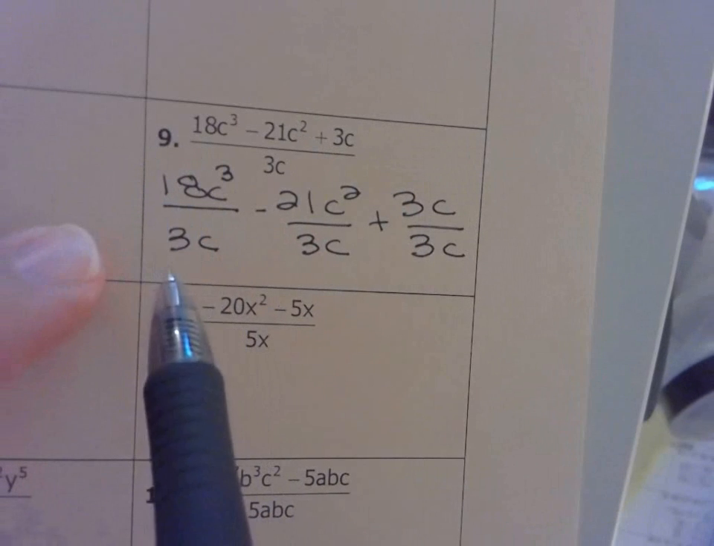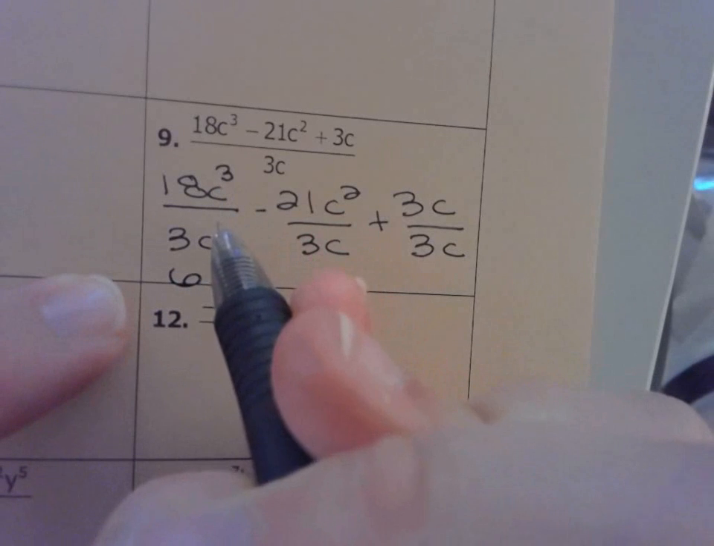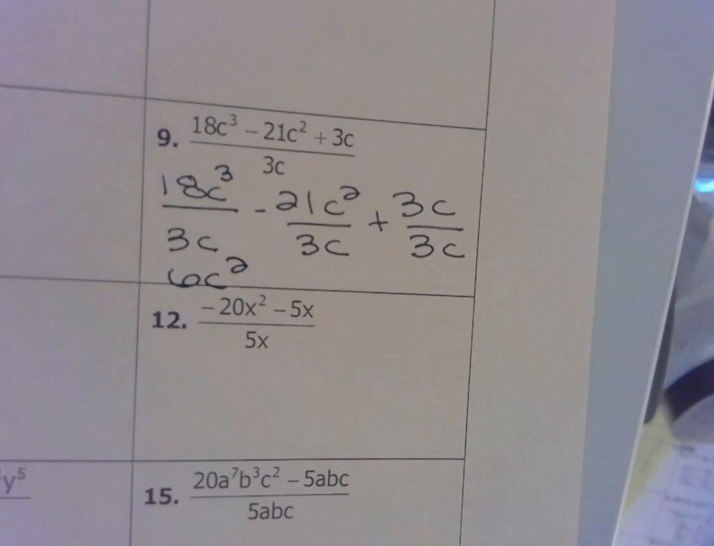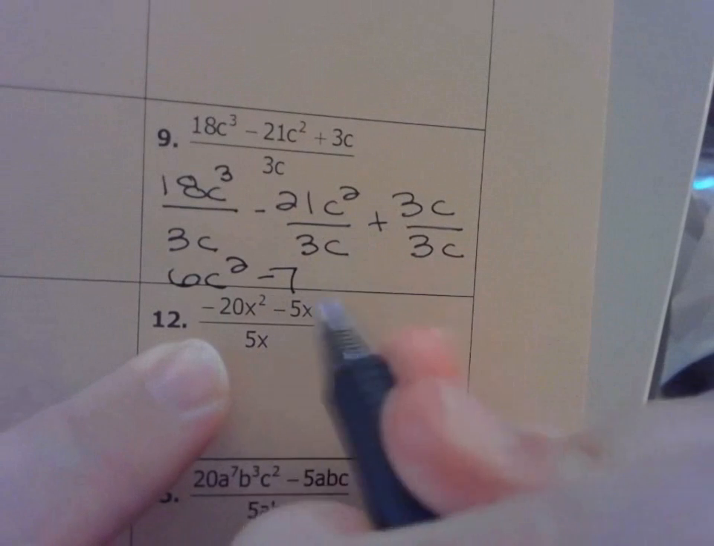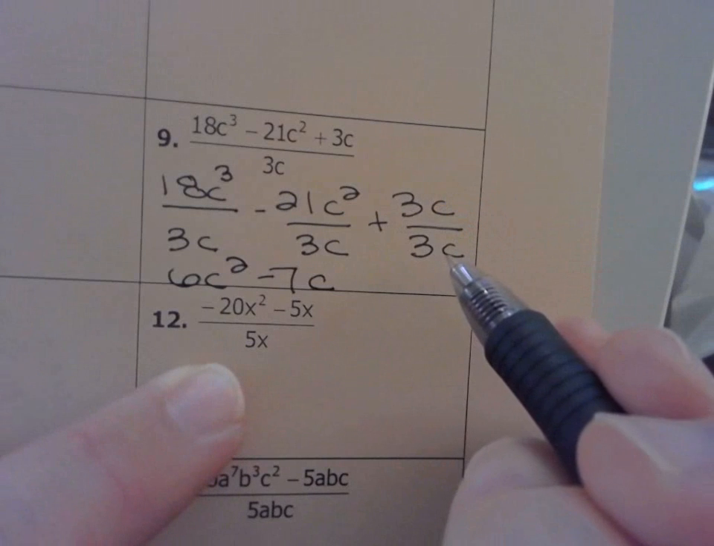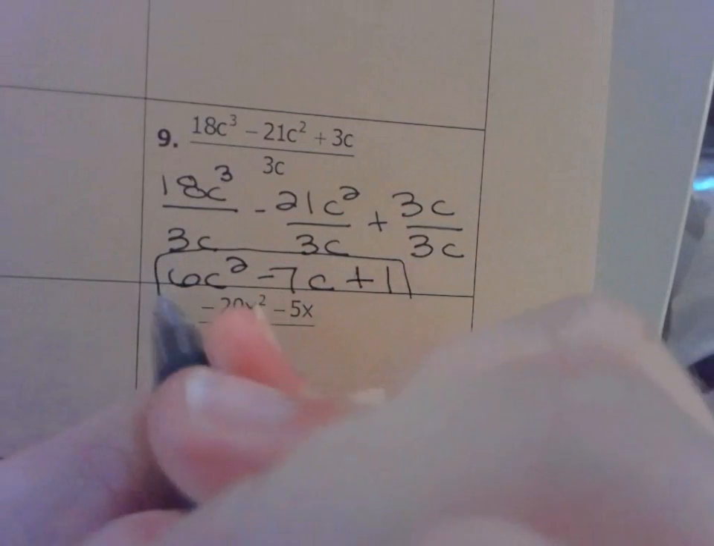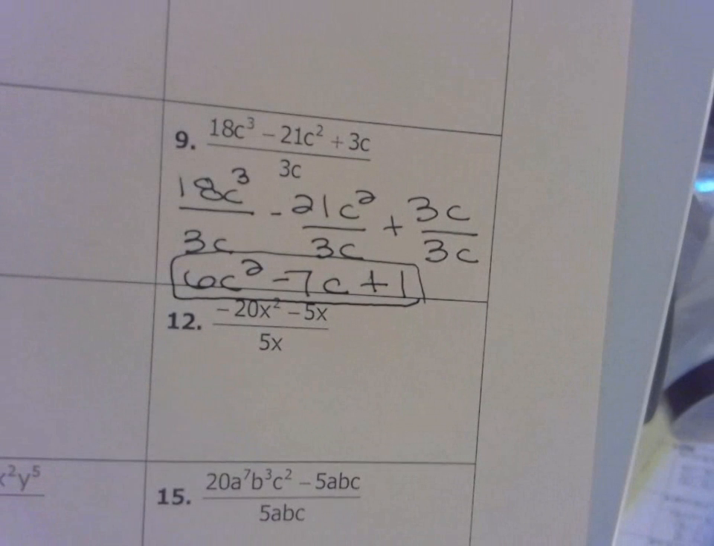So 18 divided by 3 is 6, 3 minus 1 is 2, c squared. You're going to take each one of those parts and treat it like we did for number 3. You divide and you subtract the exponents. Negative 21 divided by 3, negative 7, 2 minus 1, c to the first. 3c over 3c gives you 1, because the same thing divided by the same thing is 1, so you have a plus 1.